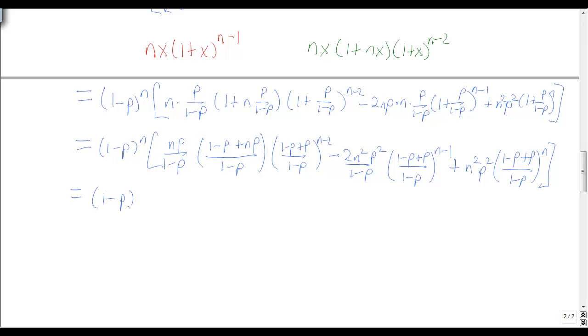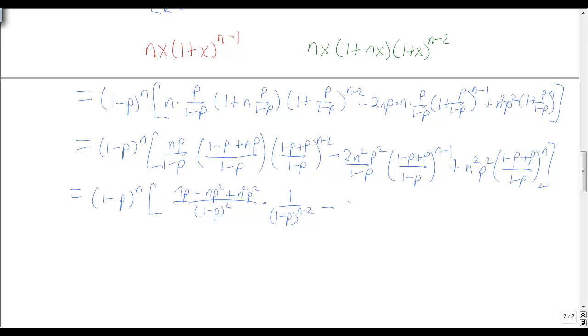Alright, so we get 1 minus p to the n. We get np. So what I'm going to do here is I'm actually going to distribute this np times the 1 minus p plus np. So I get np minus np squared plus n squared p squared. This is all over 1 minus p times 1 minus p is 1 minus p squared. This other factor here, this is going to be a 1 to the n minus 2. That's still 1. And our denominator is 1 minus p to the n minus 2.